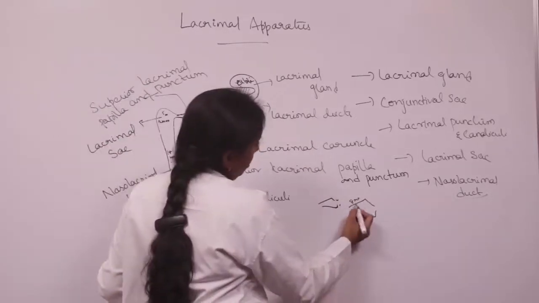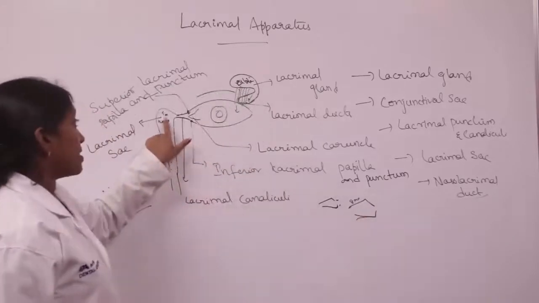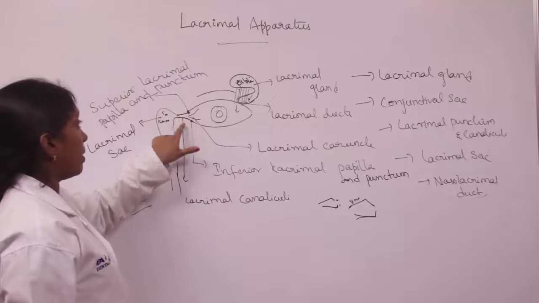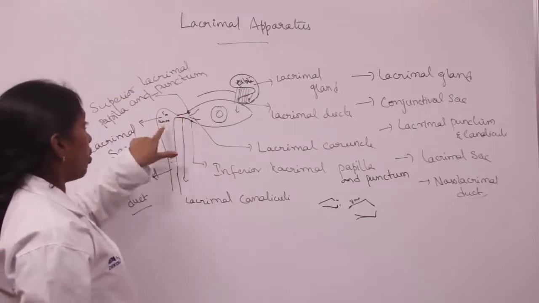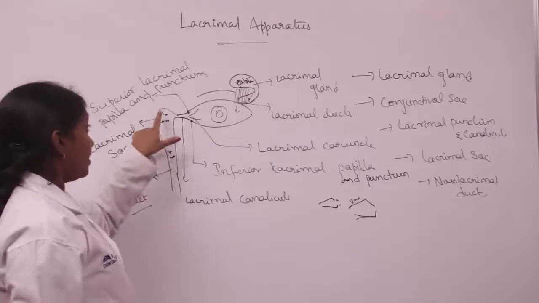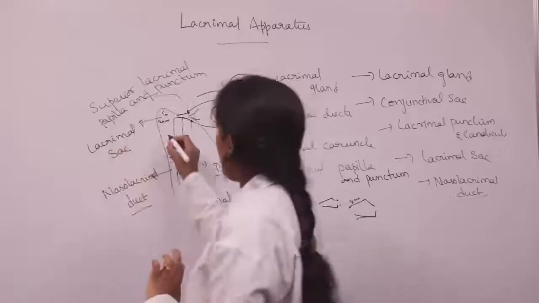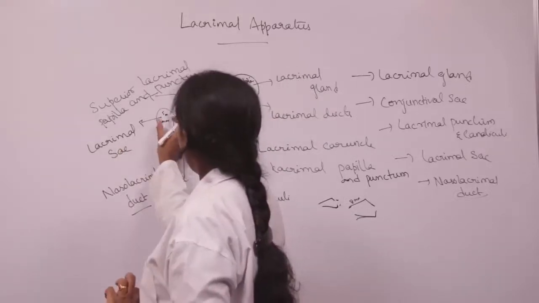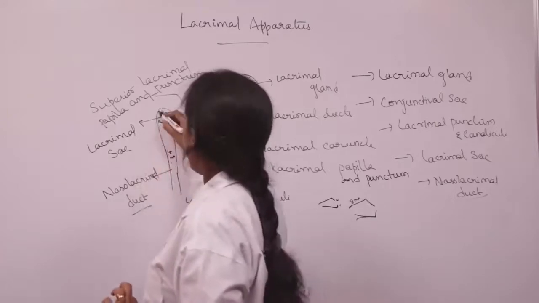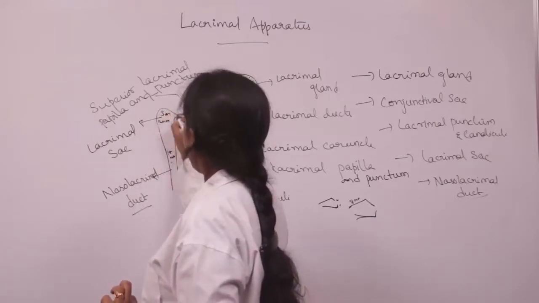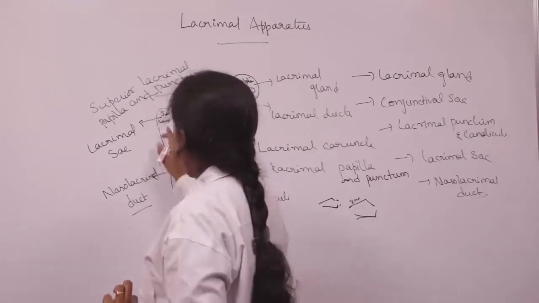And the lacrimal canaliculi open into the lacrimal sac. This is the lacrimal sac. The lacrimal sac is about 12 mm long and 5 mm wide. It has a blind superior end. Then from the lacrimal sac it continues as the nasolacrimal duct.